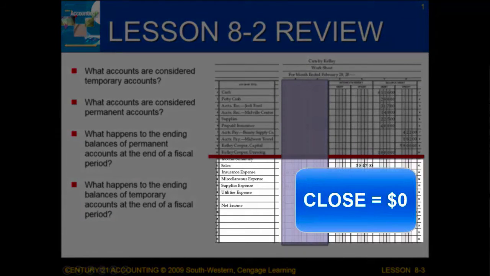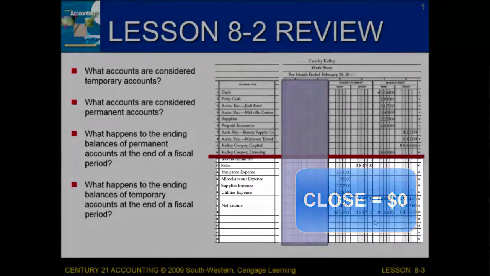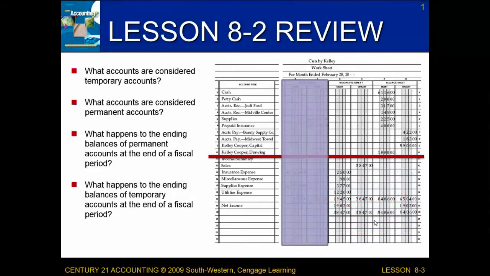So anything below this line, remember, we're going to close out. So we're going to make it a zero balance that will start with the next fiscal period. So permanent accounts remain, whatever balance is in there rolls over. Temporary accounts get closed and the next fiscal period starts at zero.